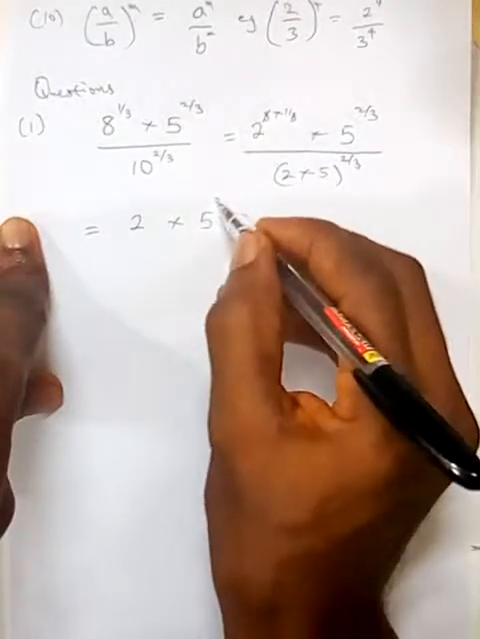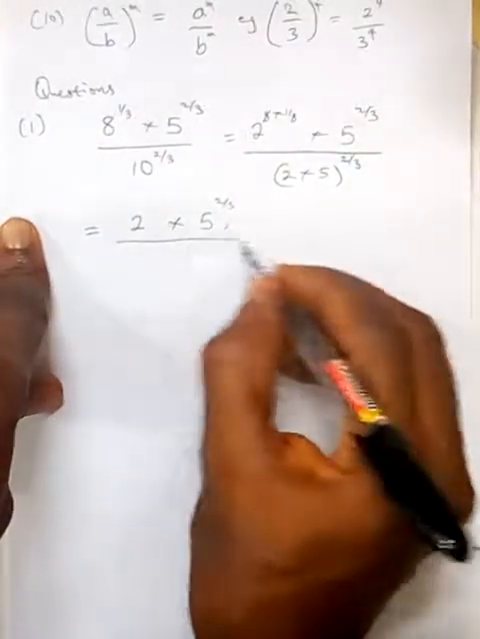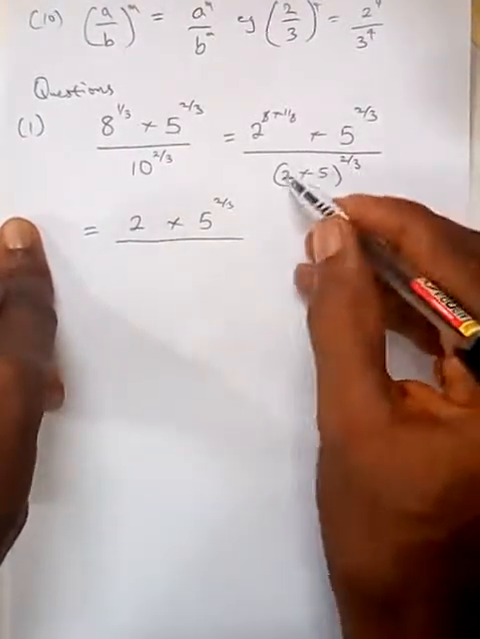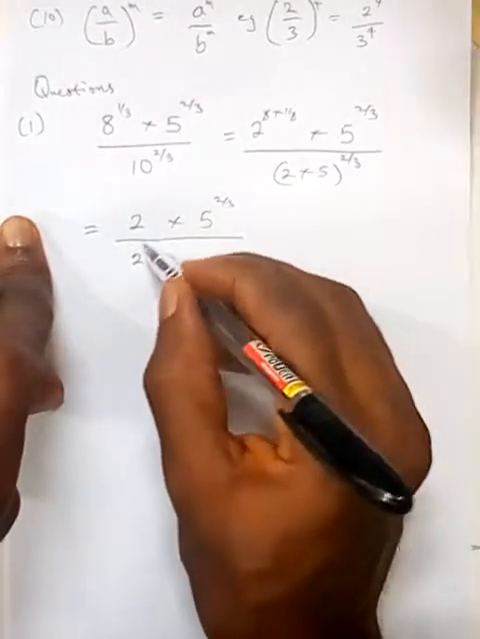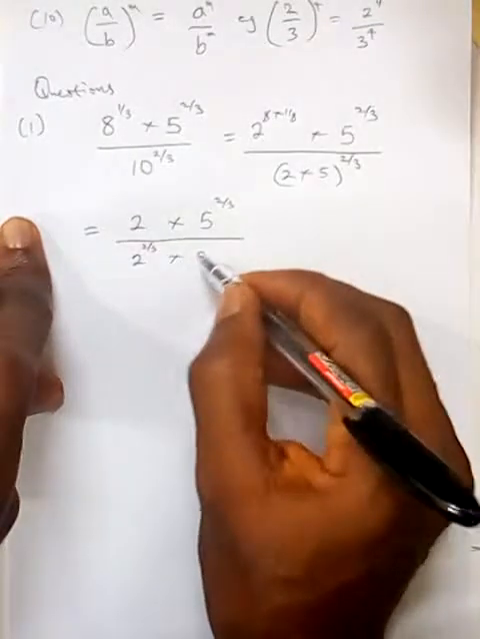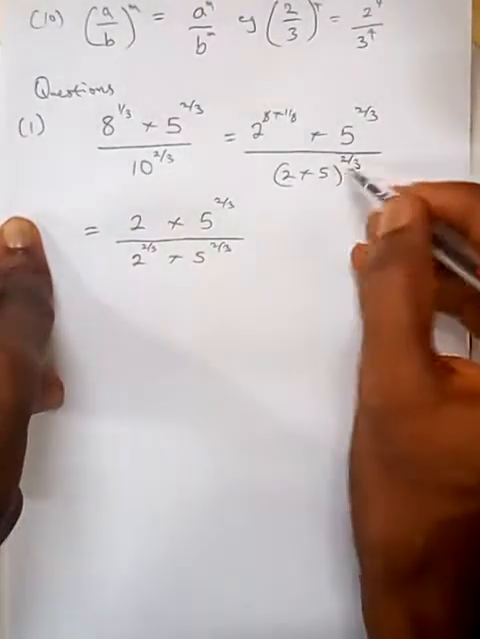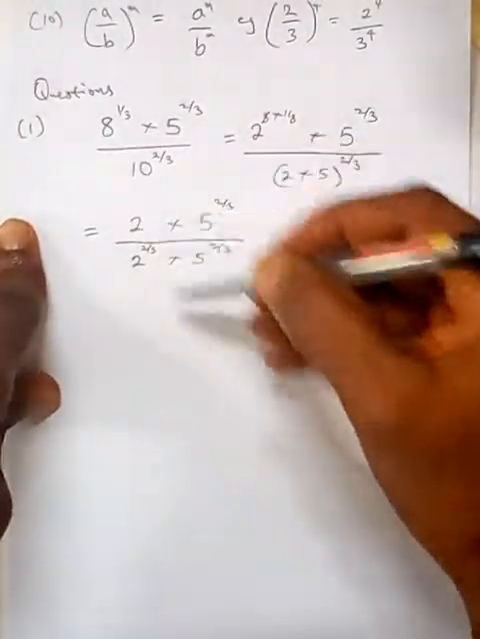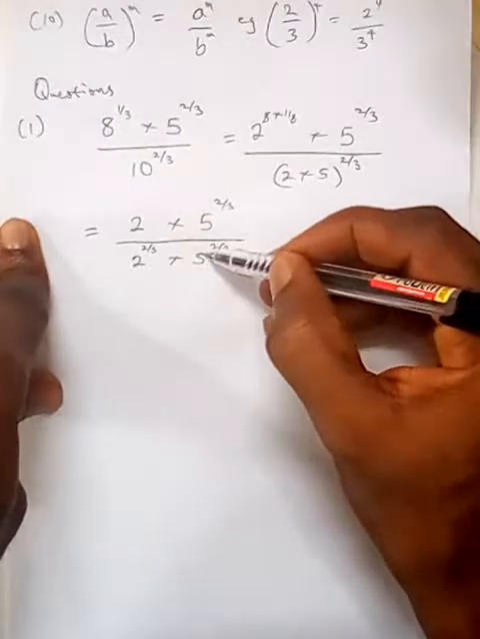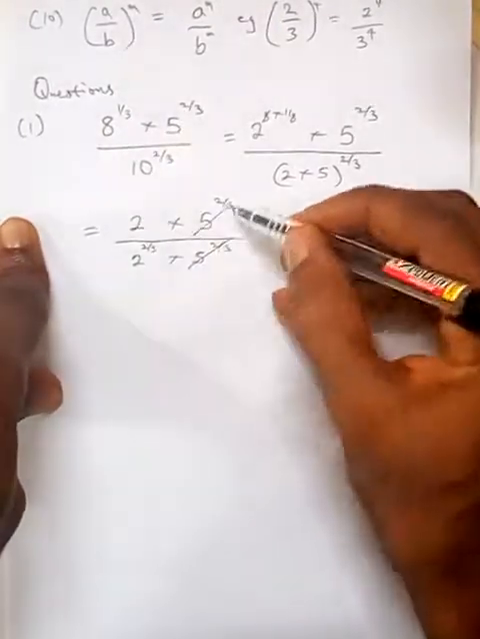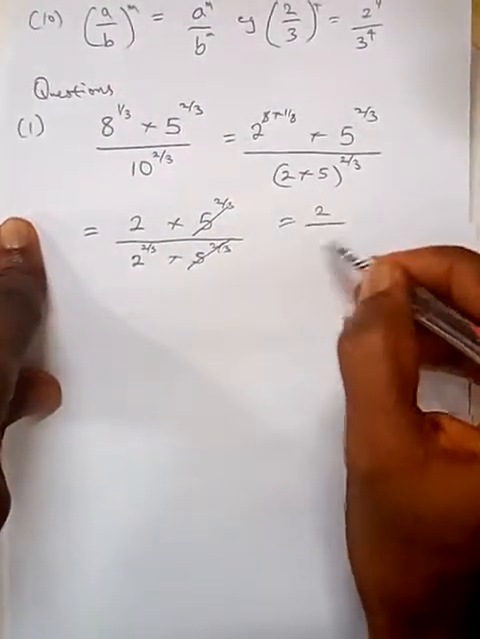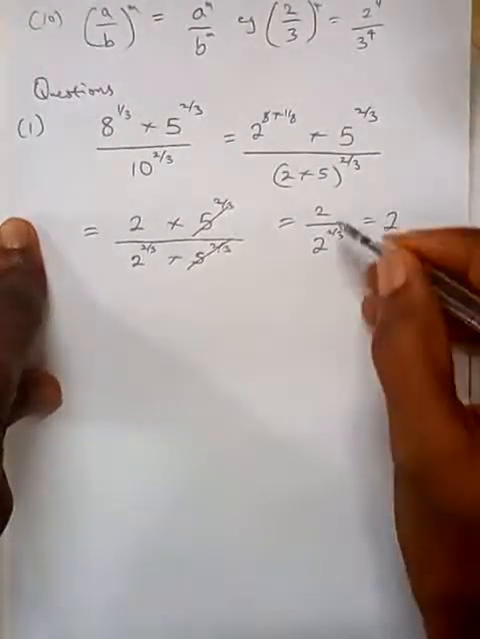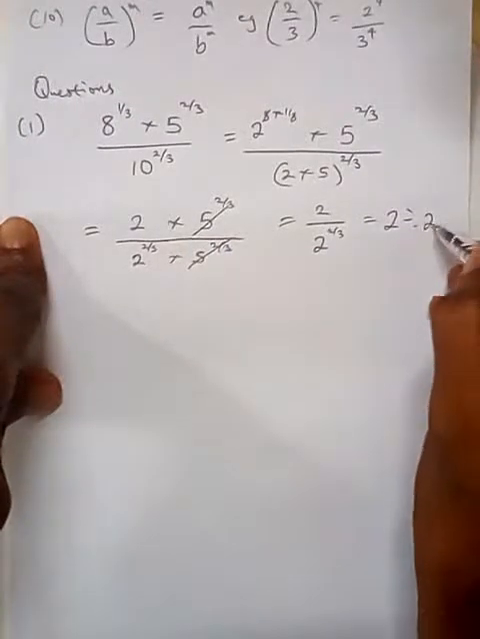Times 5 raised to the power 2 over 3 over. Now, you remember the ninth law, we can actually take this to be 2 raised to the power 2 over 3 times 5 raised to the power 2 over 3. These powers can go in. Okay, so if I combine the 2's and I look at the 5's, the base of 5, you see that this is same as this. So you'll be left with 2 divided by 2 raised to the power 2 over 3.